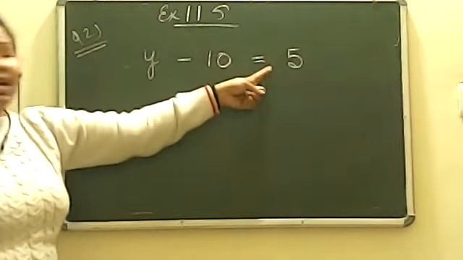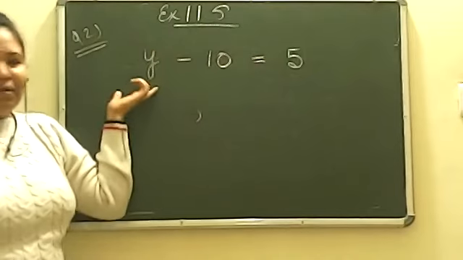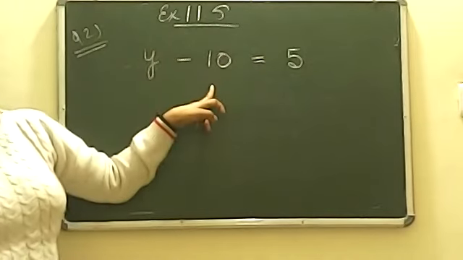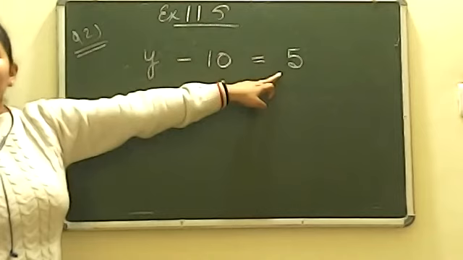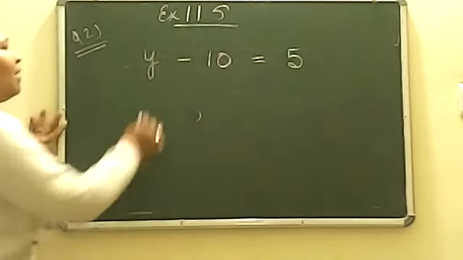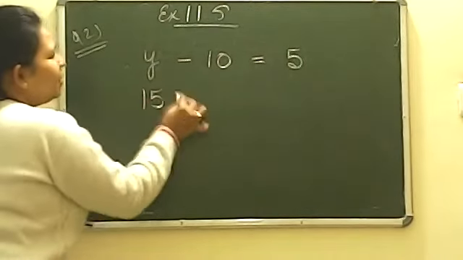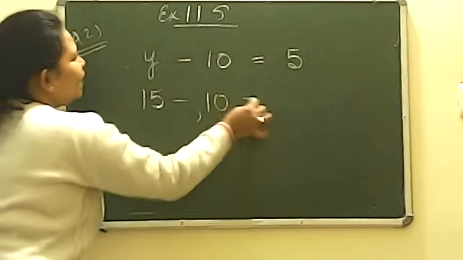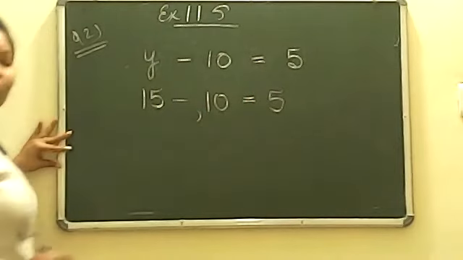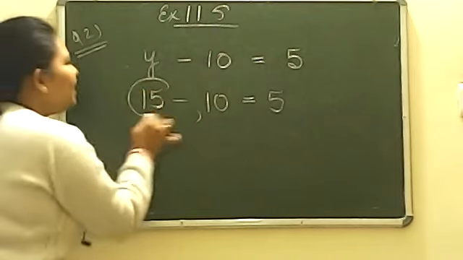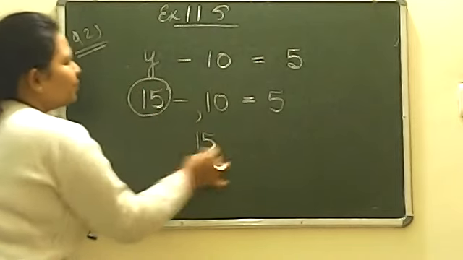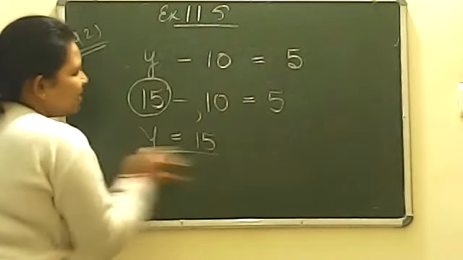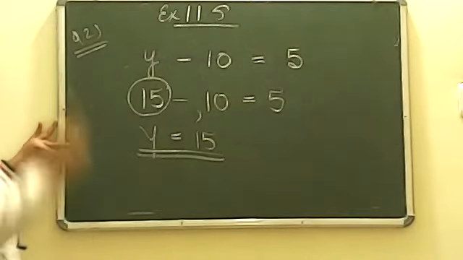Because you have to think in such a way: a number from which we subtract 10 and we should get 5. And that number is only and only 15. Because 15 minus 10 only gives you 5. So remember, this 15 is called the solution. So y is equal to 15 is the solution.